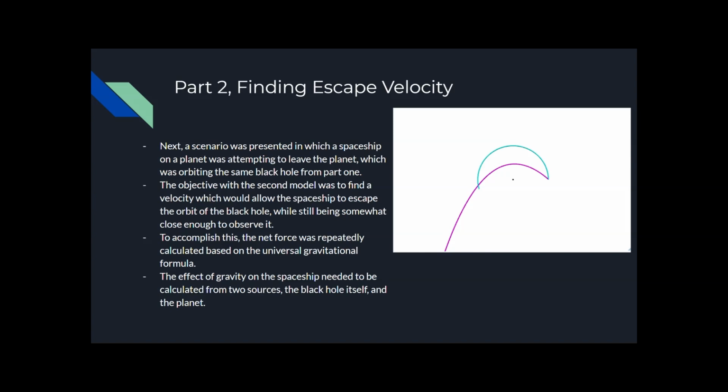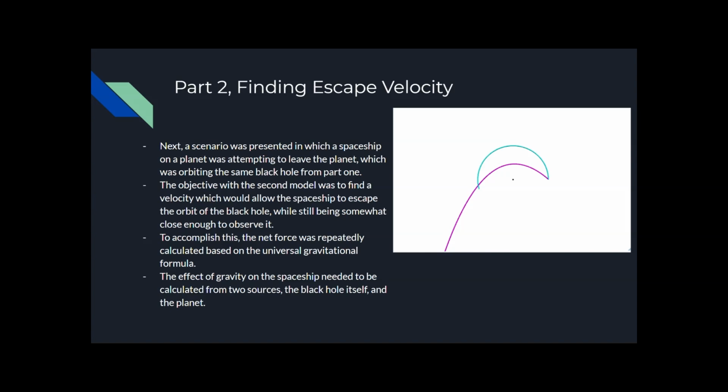The next scenario presented in the experiment was a spaceship on a planet which was attempting to leave the planet, which was orbiting the same black hole from part 1. The objective of the second model was to find a velocity which would allow the spaceship to escape the orbit of the black hole while still being somewhat close enough to observe it. To accomplish this, the net force was repeatedly calculated based on the universal gravitational formula.